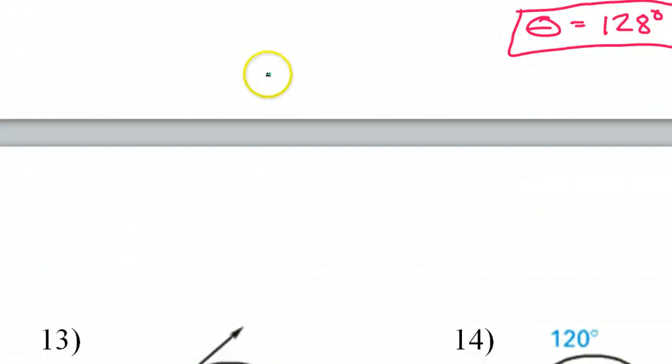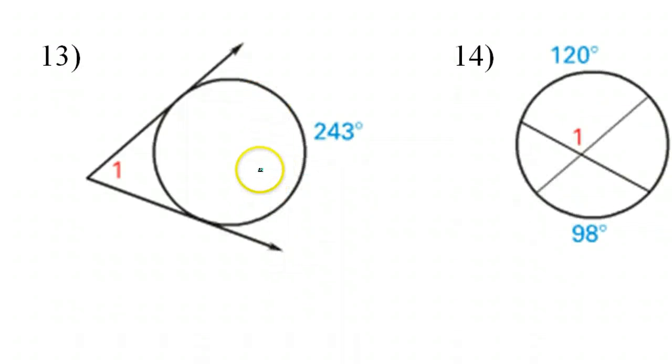Alright, where is number 13? Okay, got to get to the next page. Now, number 13 is not like the one we just did. Number 14 is back to that again, but this one is slightly different.